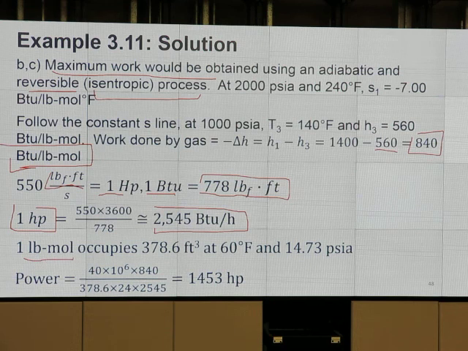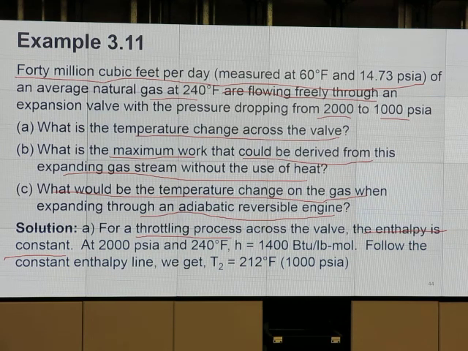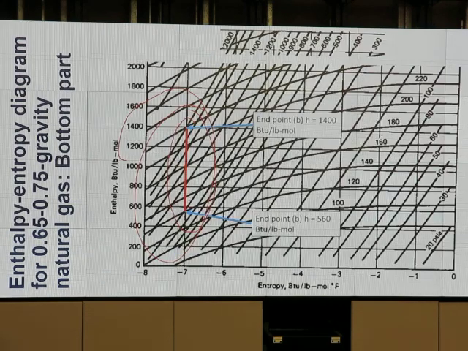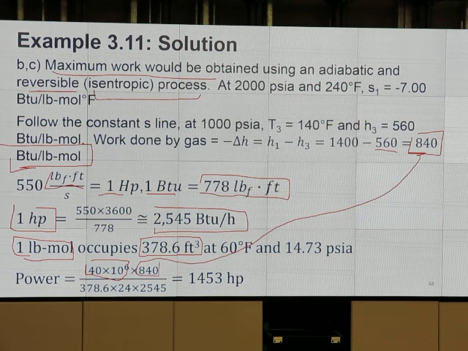For 1 pound mole, we can use the gas law. 1 pound mole occupies that much volume. Okay, so we know the flow rate, 40 million cubic feet per day. So I put in 40 million. Okay, do some unit conversion, then I get, for that difference in enthalpy, this much expansion can deliver a maximum work of that much horsepower, 1400 something. Okay, I think you can do it.